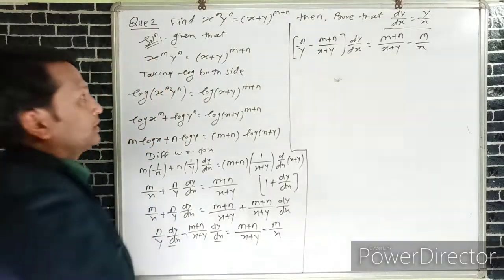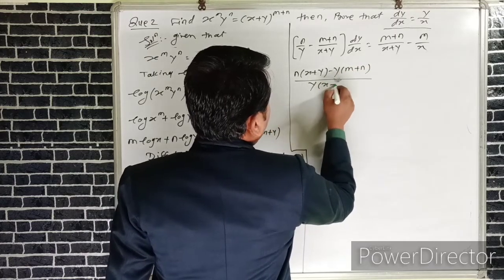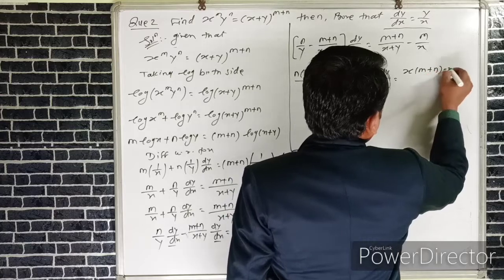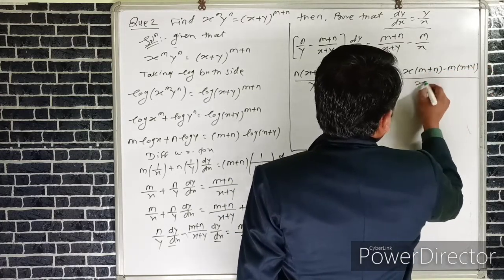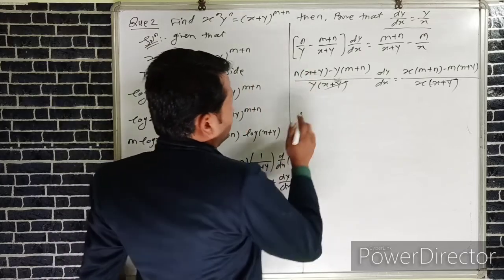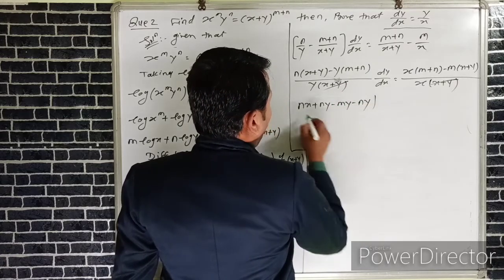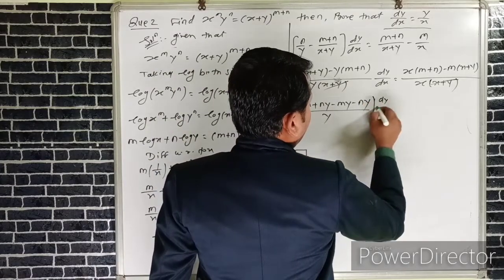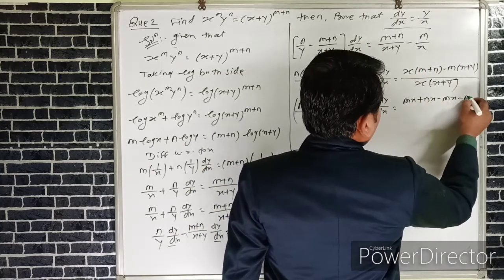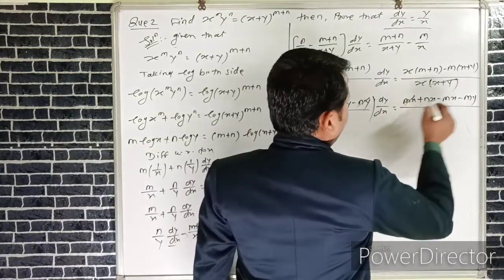If we take the cross product of both terms, we can write n in bracket (x plus y) minus y in bracket (m plus n), upon y into (x plus y), into dy by dx is equal to x in bracket (m plus n) minus m in bracket (x plus y), upon x in bracket (x plus y). Here x plus y cancels. If we multiply n into bracket (x plus y), we can write nx plus ny. Again y into (m plus n) gives minus my minus ny. Similarly, m into x is mx, plus nx minus mx minus my upon x. Here plus ny and minus ny cancel, and plus mx and minus mx cancel.